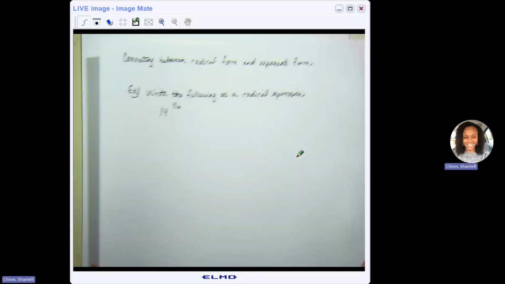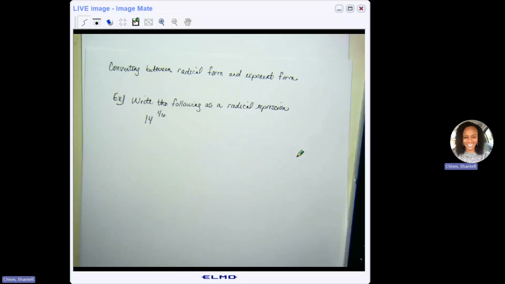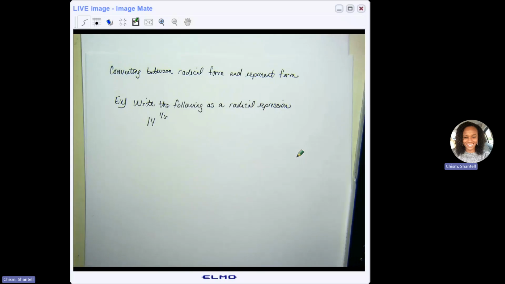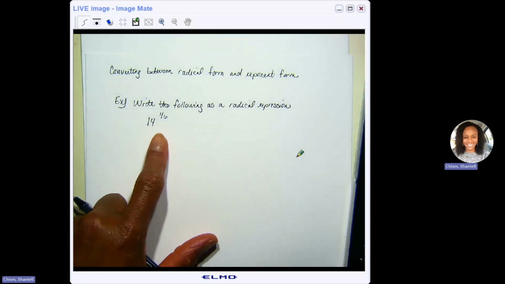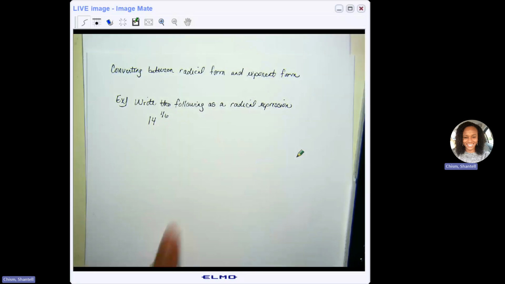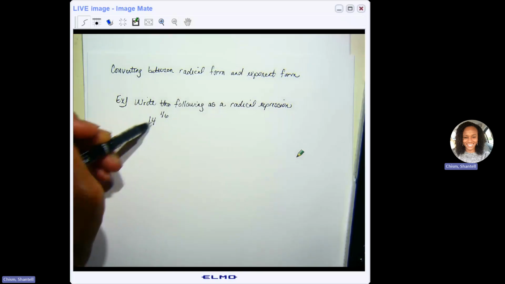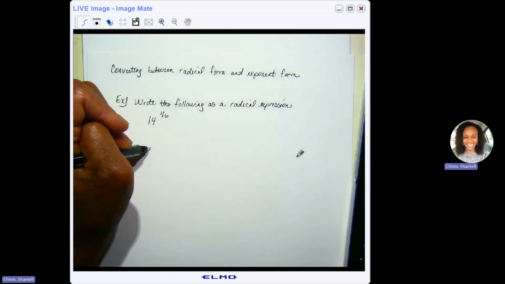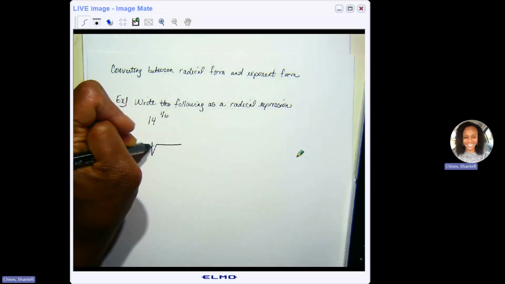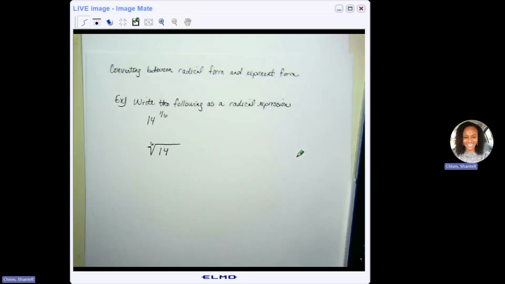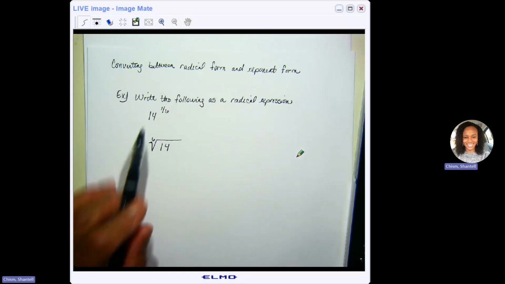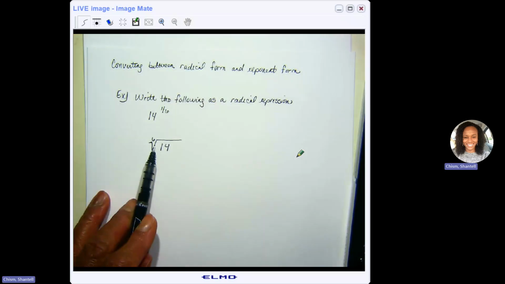Look at this one. It's just basically what I just showed you, but where it's coming from. This says converting between radical form and exponent form. So this is an exponent form, and we're told to write it as a radical. This is 14 to the 1/6 power. That's the same thing as the 6th root of 14. So that 1/6 exponent can be written as a radical.